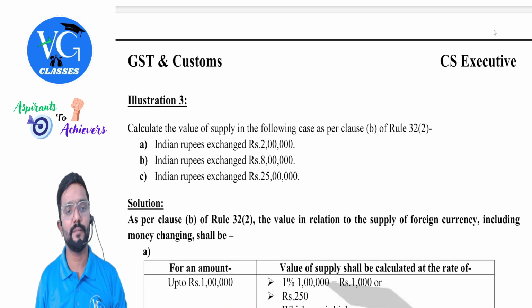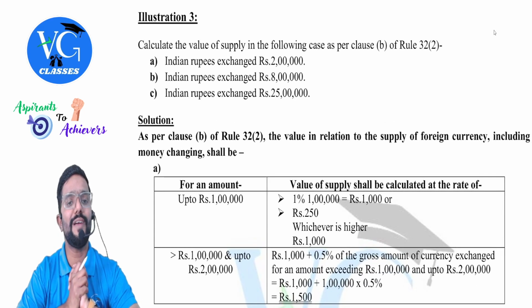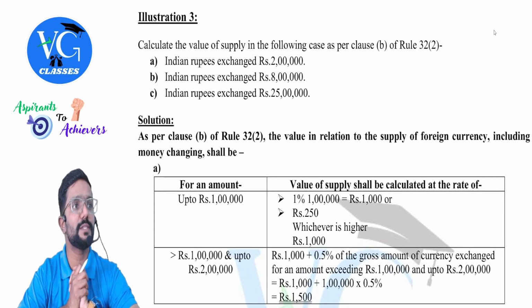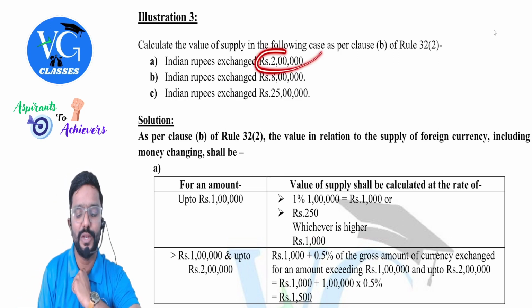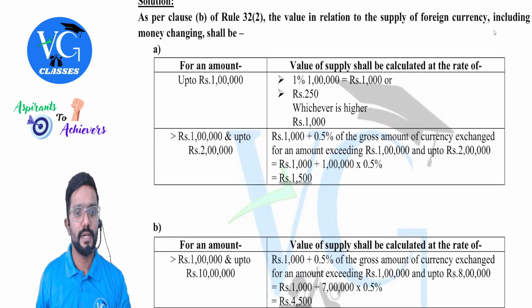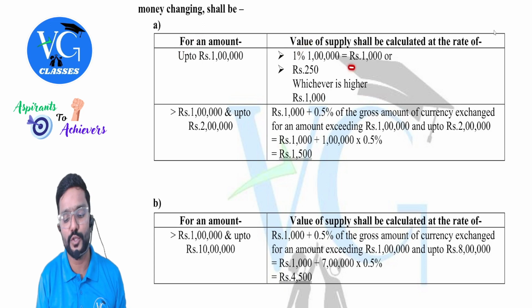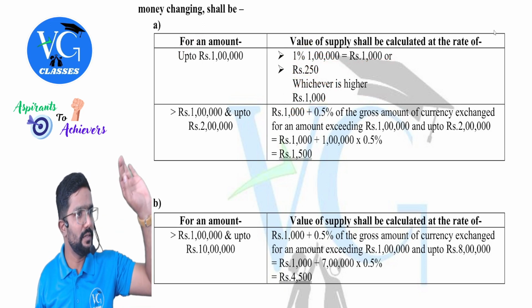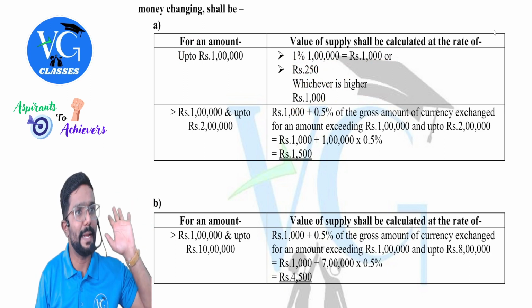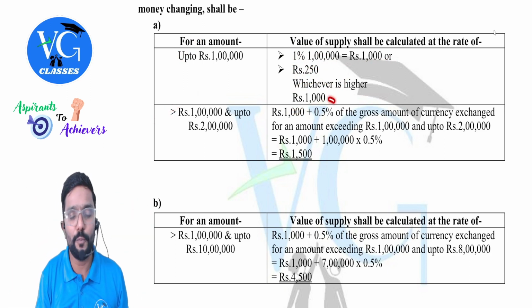I have taken different amounts, guys. Three different amounts I have taken. Calculate the value of supply in the following case as per clause B of rule 32 sub rule 2. Assume the Indian rupees exchange is 2 lakh only. In that case, on the first 1 lakh, it is 1% of 1 lakh, which comes to 1,000 or 250, whichever is higher, 1,000. Remaining is how much? 1 lakh. More than 1 lakh up to 10 lakh, it is 0.5%.